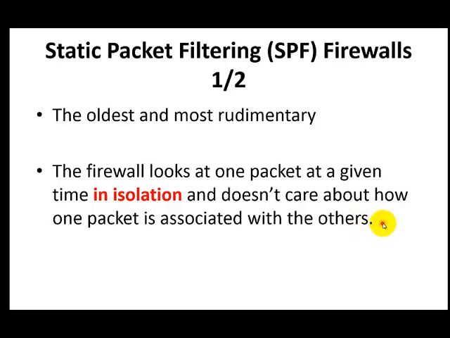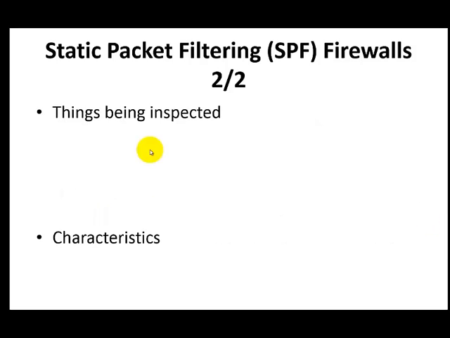So when a packet is passing by, the firewall looks at it and then it just forgets and then takes a look at the next one. So it doesn't really have any memory basically, and it looks at one packet at a time in isolation, and it doesn't care how that particular packet is associated with the others. So what could be the disadvantage of doing something like that? Think about that. So what's being inspected?